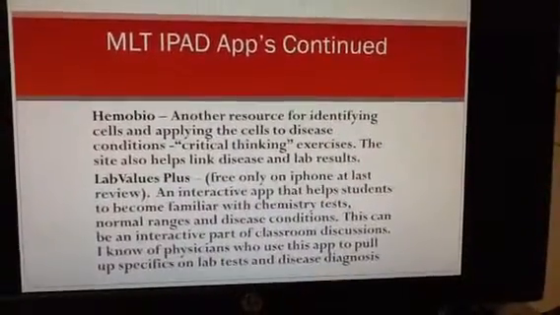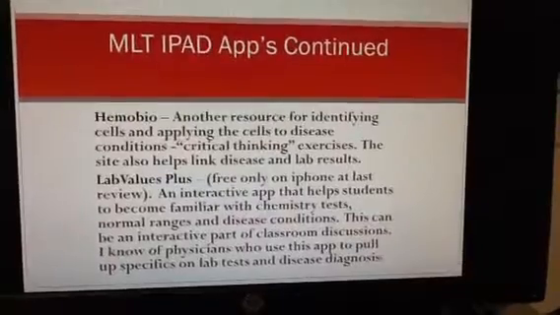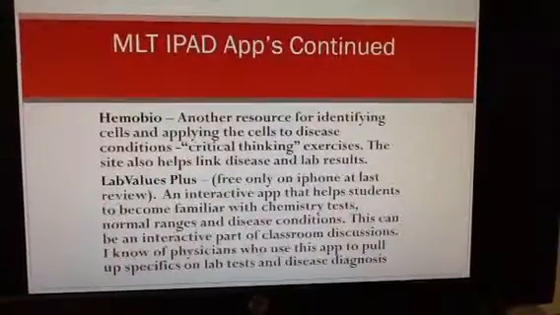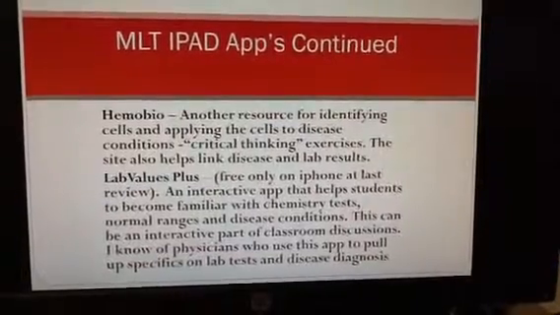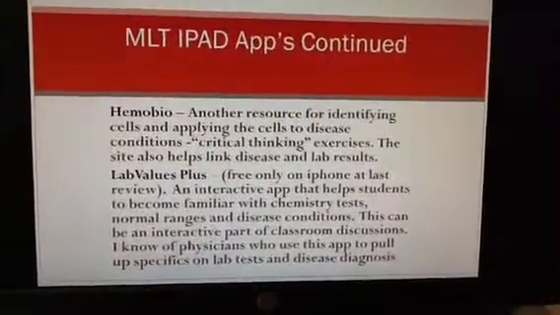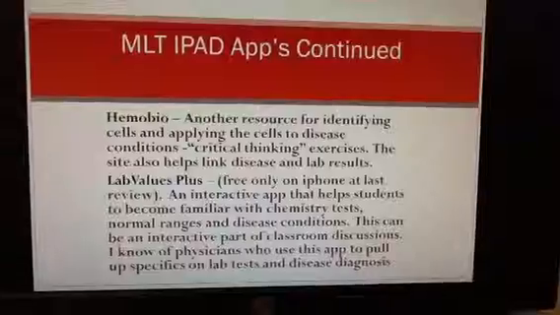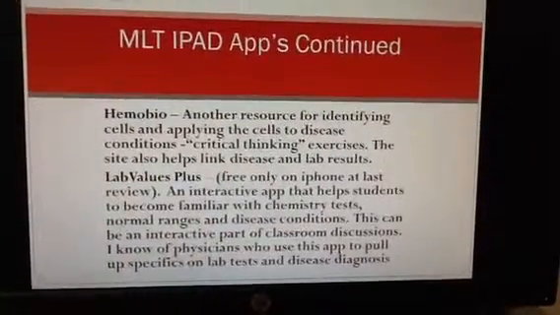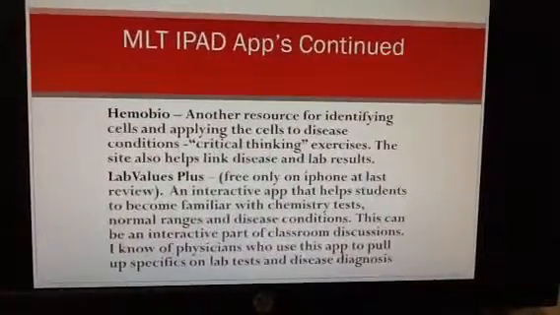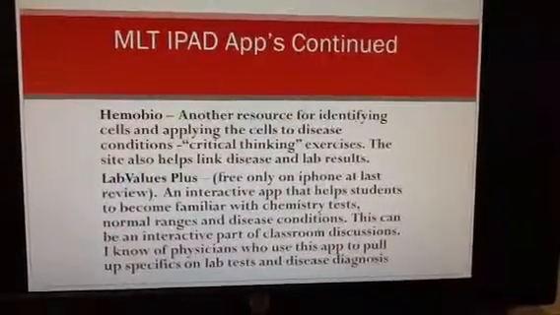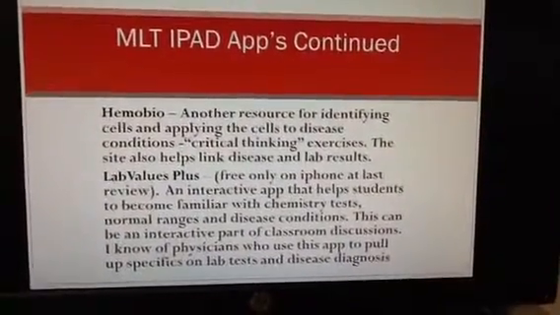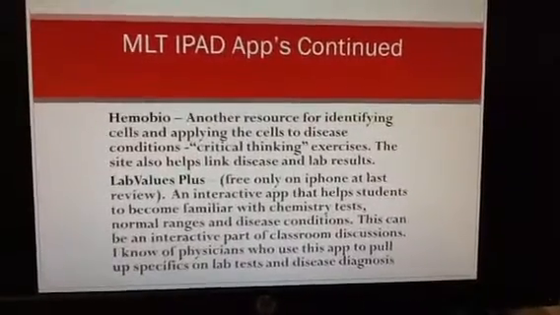But this particular app I do point out to students because physicians use this as they try to remember some of the specific normal and critical ranges and how those pertain to some disease diagnoses. So for us, it really became an interactive part of our classroom discussions.